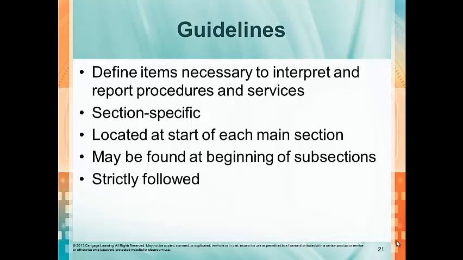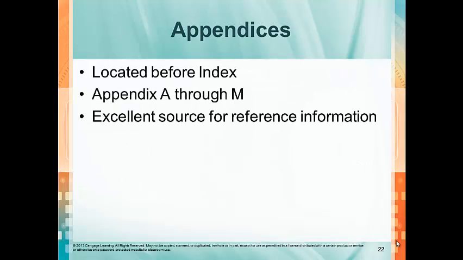Guidelines are provided at the start of each main section, but guidelines or notes may also appear in the beginning of a subsection. More specific guidance on proper code assignment might also be present. The appendices are located in the back of the CPT book before the index. The appendices in CPT can be summarized as follows. They can be Appendix A through M.